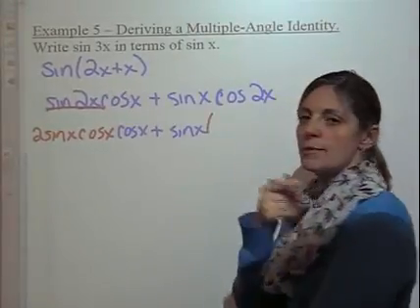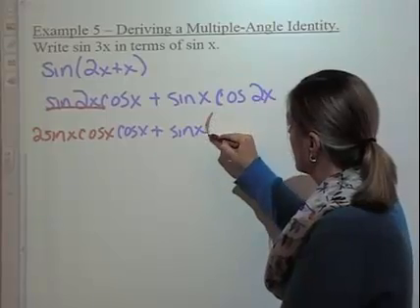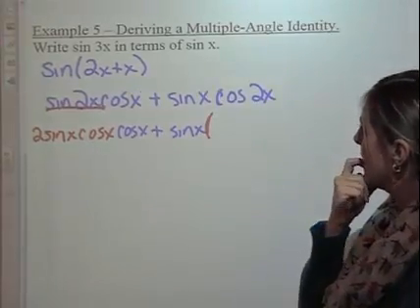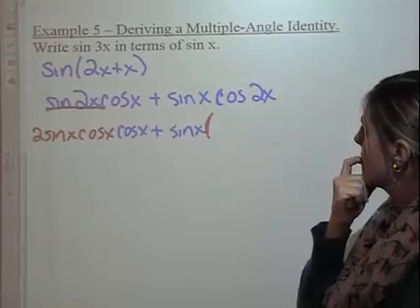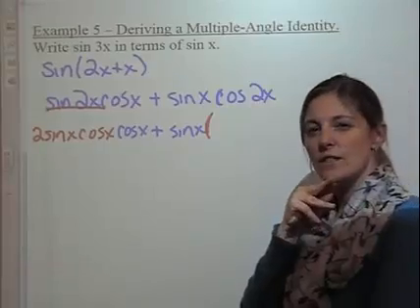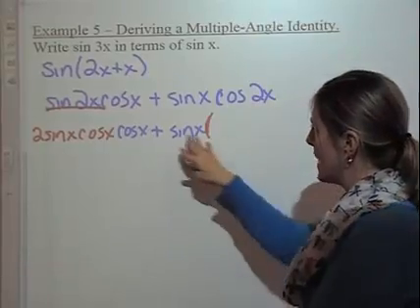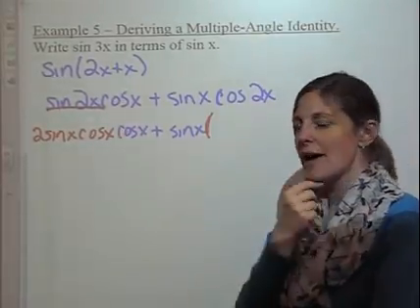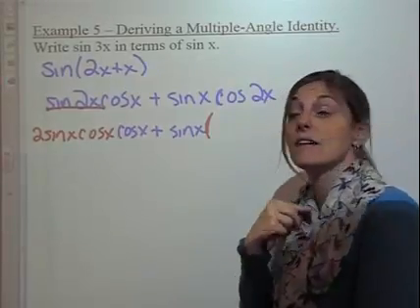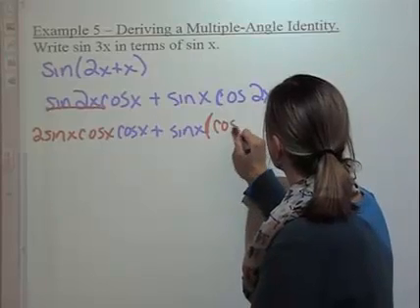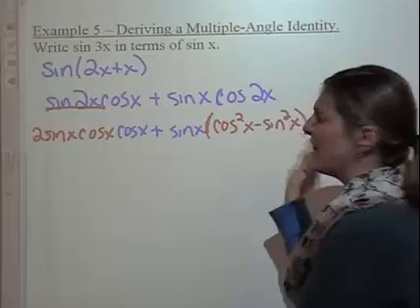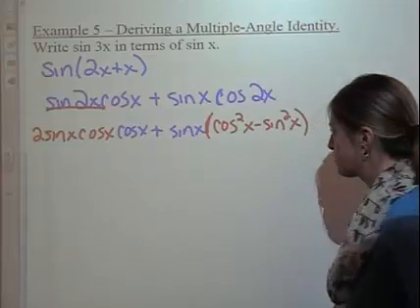Now we have 3 different options here. And so we've got a cosine squared there times sine. So if I use one that has cosine squared in it and then I multiply by the sine, that might help me out a little. So let's try the one that says cosine squared x minus sine squared x. All right, let's see what happens when we use that.